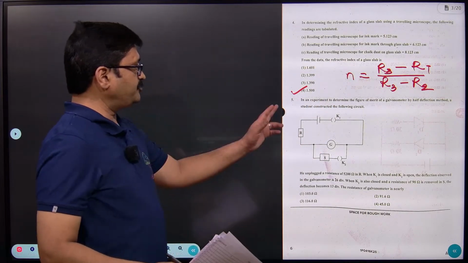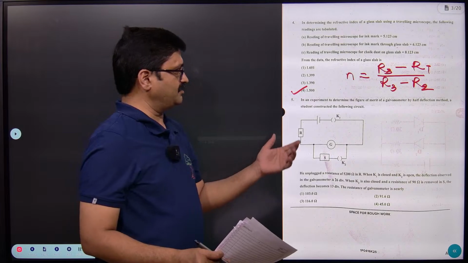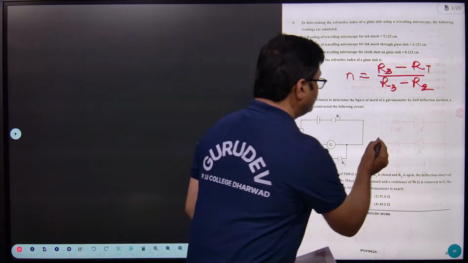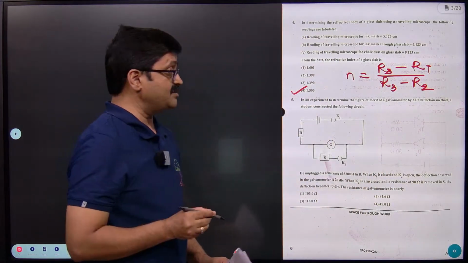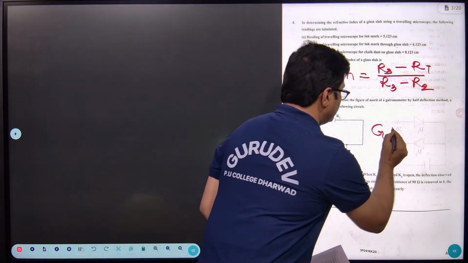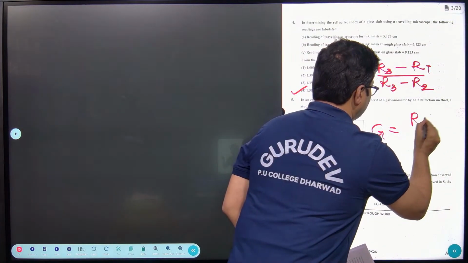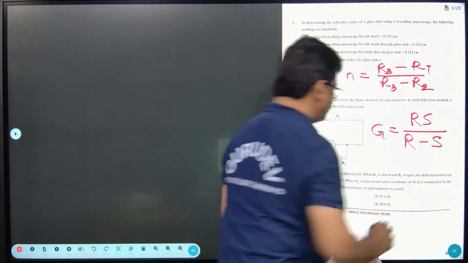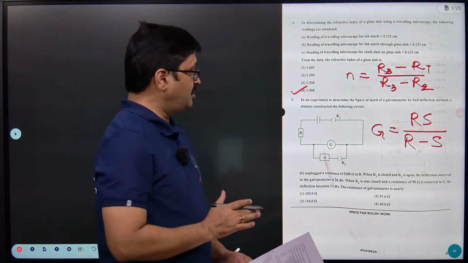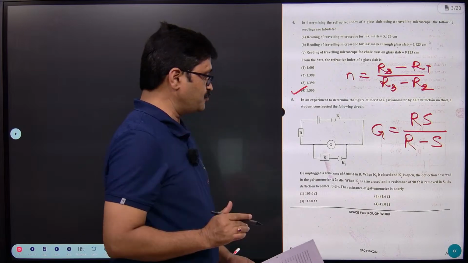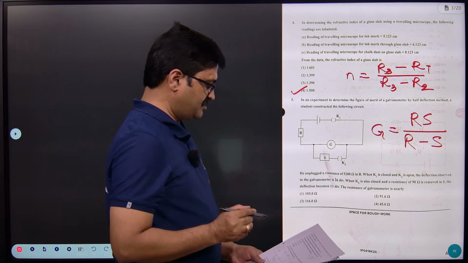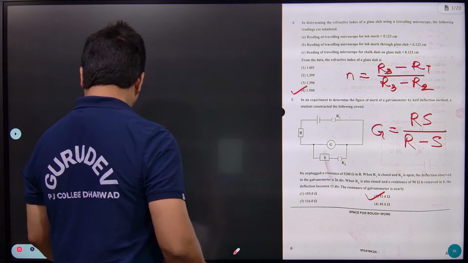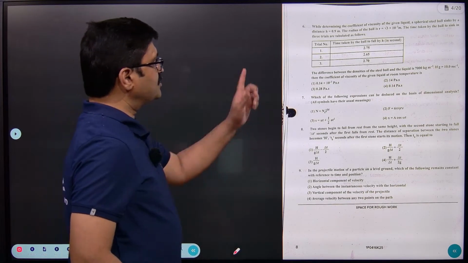Then the fifth question. Again this is a figure of merit experiment based question, and for the figure of merit of a galvanometer, we always write the resistance of galvanometer G is equal to R into S by R minus S. If you use this formula according to the given values and put those values, very clearly we will get the answer as option 2, 91.6. Then moving on to the next question, the sixth question.